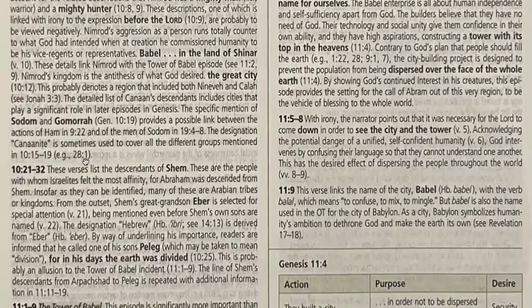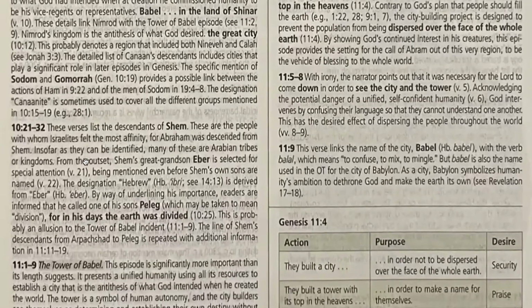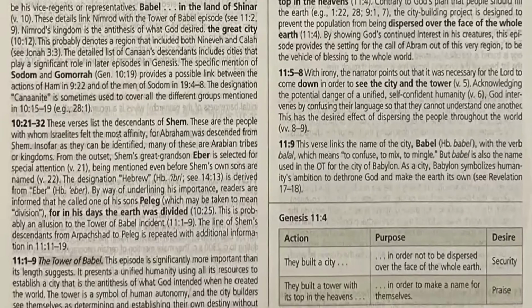These verses list the descendants of Shem. These are the people with whom Israelites felt the most affinity. For Abraham was descended from them, from Shem. Insofar as they can be identified, many of these are Arabian tribes or kingdoms. From the outset, Shem's great-grandson Eber is selected for special attention, verse 21, being mentioned even before Shem's own sons are named.